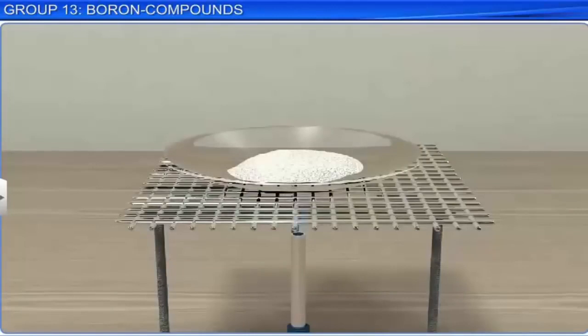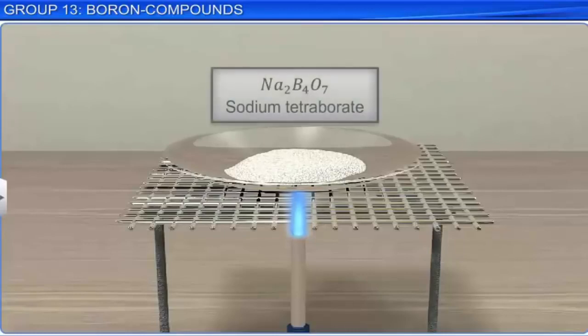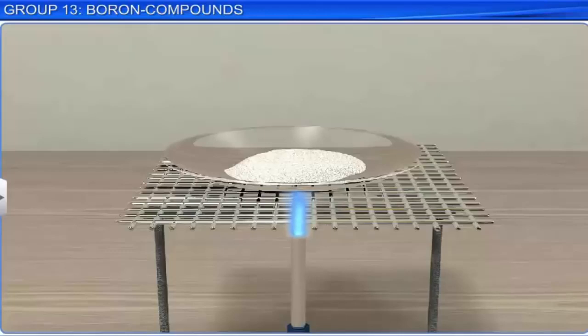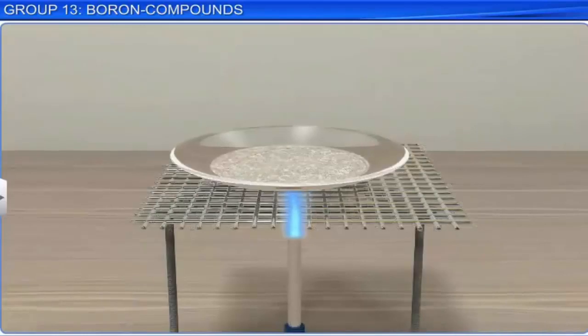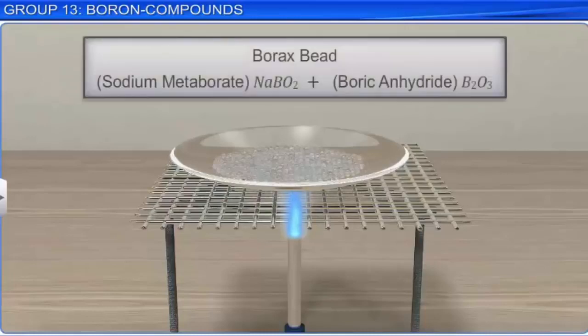When borax is heated, it loses its water of crystallization and swells. The resulting white, opaque mass is anhydrous sodium tetraborate. When the anhydrous sodium tetraborate is further heated, it becomes a transparent liquid. When solidified, this is referred to as borax bead, which contains sodium metaborate NaBO2 and boric anhydride B2O3.